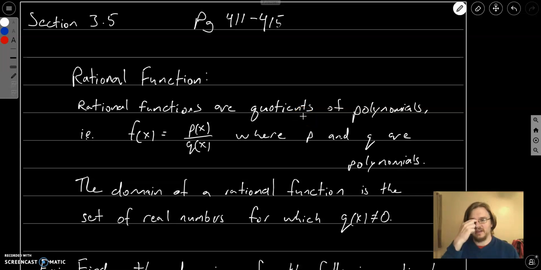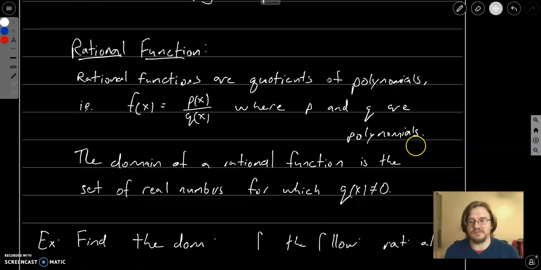Hello and welcome back. In this section, section 3.5, we'll be looking at rational functions. We've already seen rational equations before, and so this should be somewhat familiar. Rational functions are quotients of polynomials, meaning it's just a polynomial divided by a polynomial. A very natural generalization of a polynomial function.